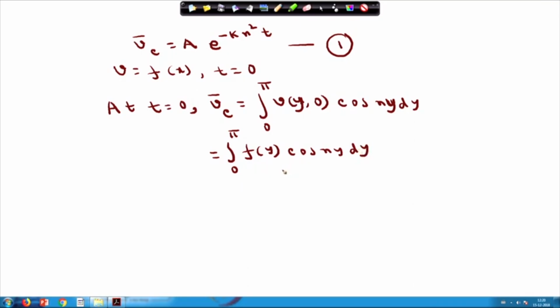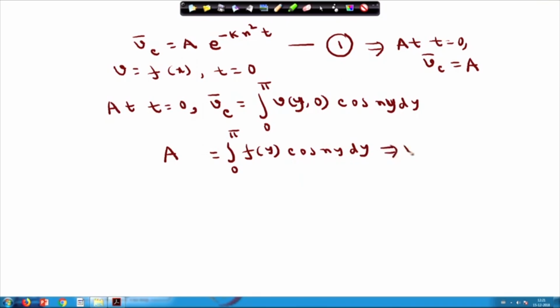And if you see, at t equals 0, your V bar c is A, because the exponential term becomes 1. So, you can write A equals integral 0 to pi f y into cos n y dy. Please note that your V bar c is this thing, that is V bar c is integral 0 to pi f y into cos n y dy.